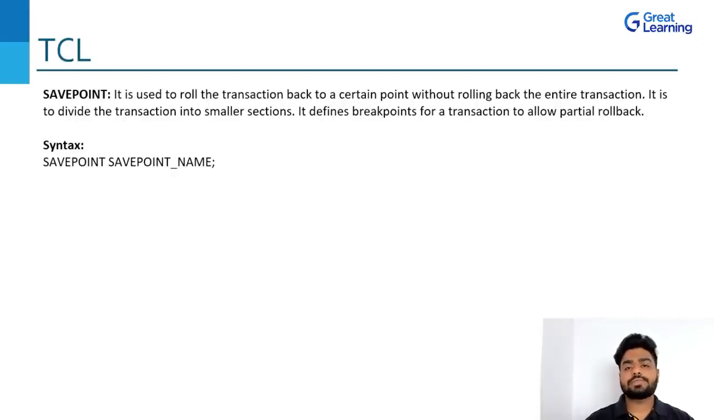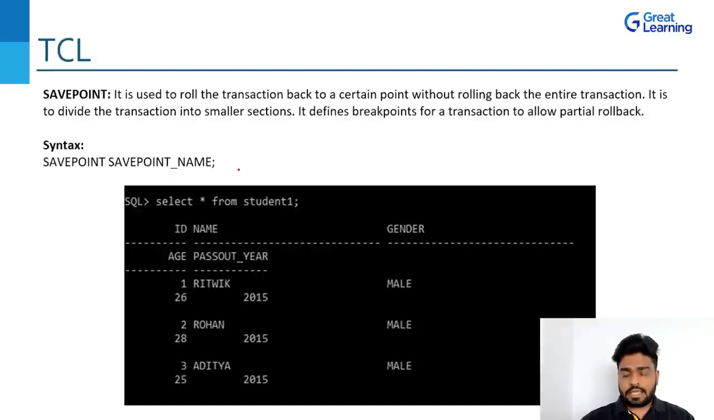In a marathon, you have some checkpoints. You reach one checkpoint and then you go for another checkpoint. The same thing happens here. We design checkpoints so that once this transaction is completed, we put a save point there, put a checkpoint. Then we move to some other queries and put another checkpoint. If I have to see the table student 1, I have these columns: ID, name, gender, age and pass out year. ID is 1, name is Ritvik, gender is male, age is 26, pass out year is 2015. Like that we have some more data.